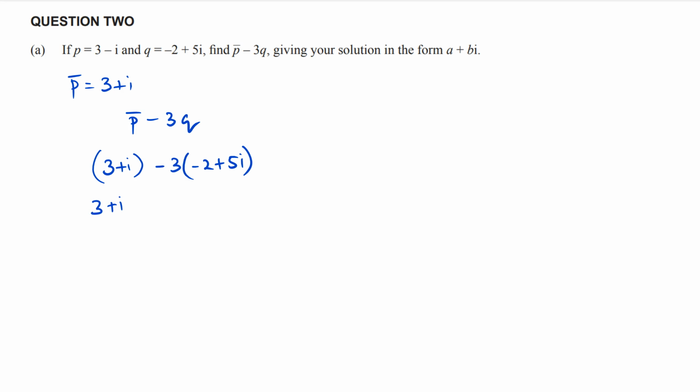So 3 plus I minus 3 times minus 2 is minus 6. And I mean, this is what I'm talking about. Sorry, minus 3 times minus 2 is plus 6. And minus 3 times positive 5I is negative 15I. And this is where the kids make the most mistakes. They forget to put the bracket, and then they end up with positive 15I and do silly things. Cool. So what we have for our final answer is 9 minus 14I for a lovely achieved grade.